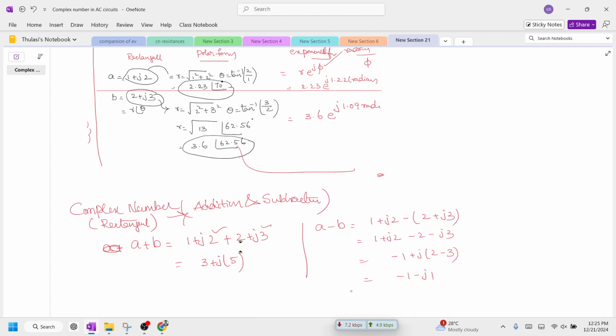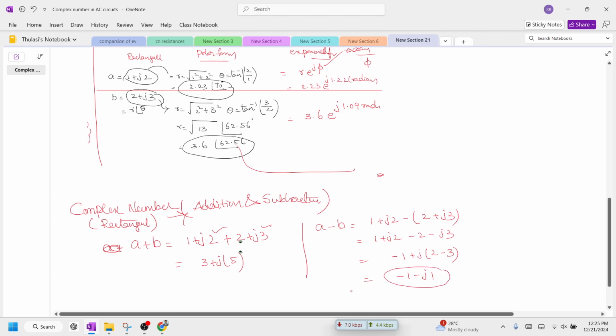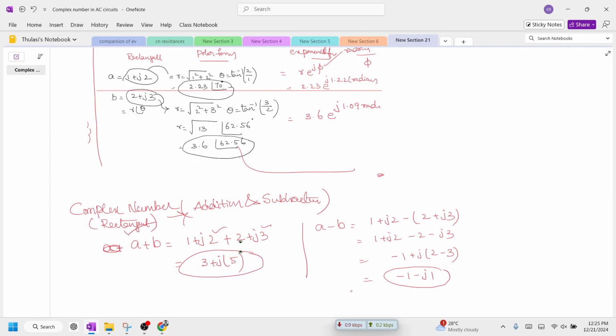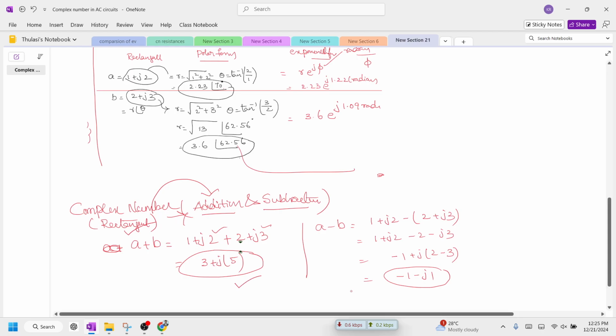So here you can write down, this is the ultimate form. This is the sum of complex numbers which are in rectangular form. In rectangular form, you can perform addition as well as subtraction. So this is 3 plus j5 ohm. This is minus 1 minus j1. So this we can directly perform.